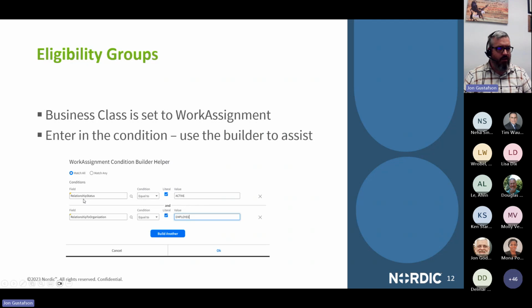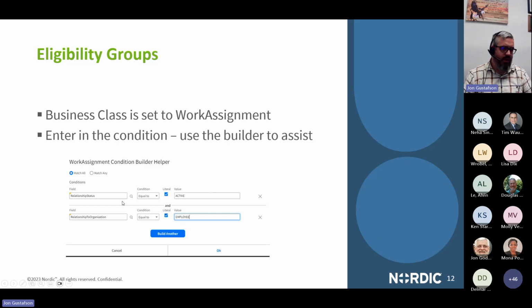We can come in here, and if you know the name of the field, you can just type it in, or you can select the search icon, and then it's going to bring you to a screen that's going to allow you to go through the hierarchy and find the field that you're looking for. Once you select your field, you have your condition. It can be equal to, greater than, less than, not equal to, contains, a lot of different options that we have in the condition.